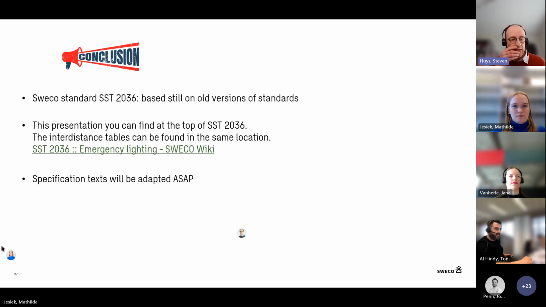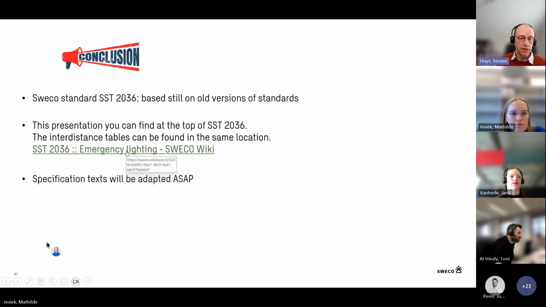Okay. Then, the Sweco standard on the wiki page is still based on the old version, of course. There is an elaborated text on it. Some things are still okay, but other things, of course, have changed. So that's also the reason why we made this document. This presentation and also the interdistance tables you can also consult on the Sweco standard wiki page.